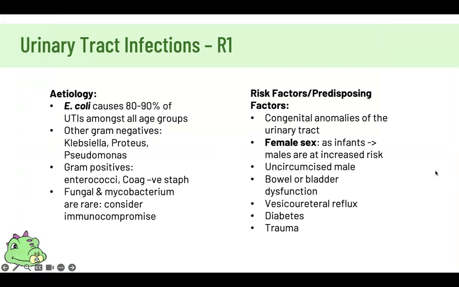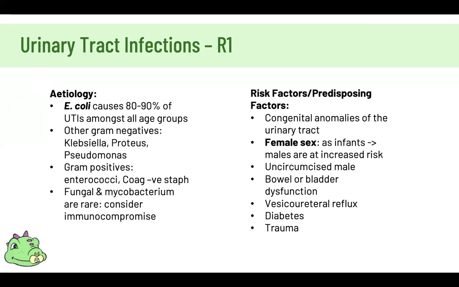So starting off with UTIs, in terms of the causes of UTIs, it is quite similar to adults. So E. coli causes the vast majority of cases, around 80 to 90% of cases. But the other bugs to consider would be some gram negs like Klebsiella and Pseudomonas. A couple of gram positives, mainly Enterococci and coag neg staph. And then in very specific cases where kids are immunocompromised, you might consider some fungal and mycobacterium causes, but these are very rare.